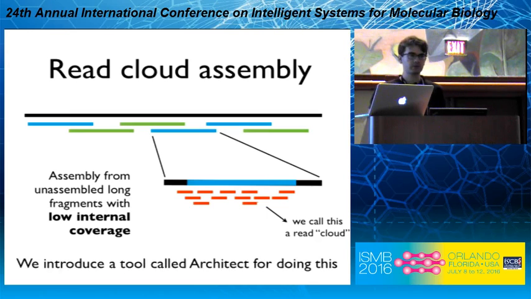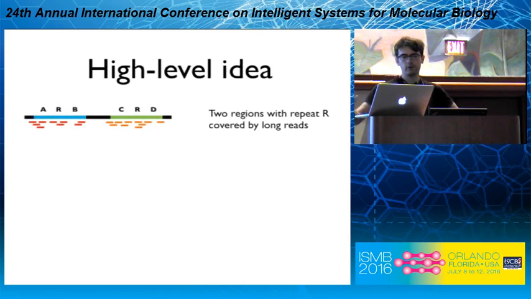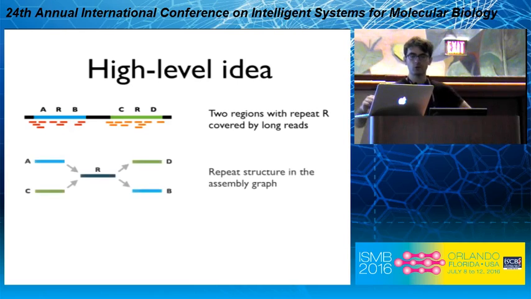We implement this in a tool called Architect, which is essentially a scaffolder for read clouds. It might not be immediately obvious how exactly to implement this, because again, we never actually form the long sequences themselves. The high-level idea is roughly the following. If you have unique sequences A, B, C, D, which flank a repeat sequence R, if we were to assemble this with short reads, we would probably get a repeat structure which looks like this. And here we're not sure if A goes to B or D.